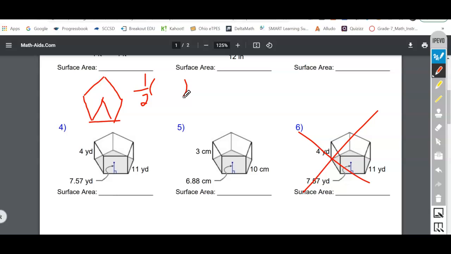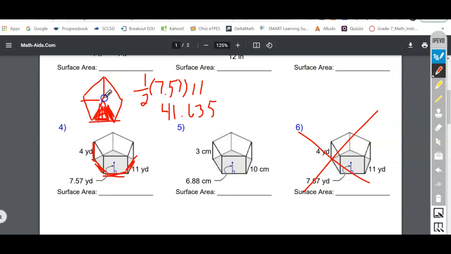Correct. 7.57 times 11. Because if this is 11, all of these around the outside are 11. 4 is the vertical one. It's going up and down, right? So what is 1/2 times 7.57 times 11? What is it? You say 41.635. All right, so that's the area of one triangle, right?